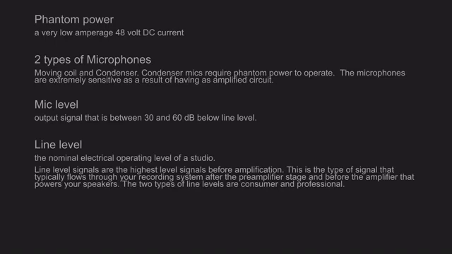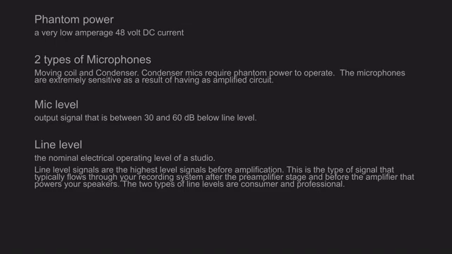The microphones are extremely sensitive as a result of having the amplified circuit. Your mic level is the output signal that's between 30 and 60 dB below line level. Okay, so that means to get from mic level to line level, your microphone preamp needs to have 30 to 60 dB of gain at least.